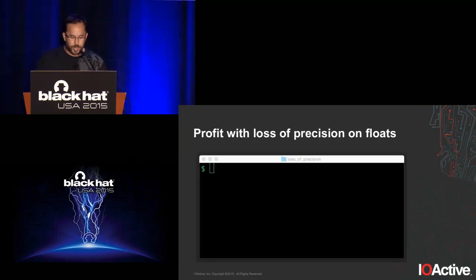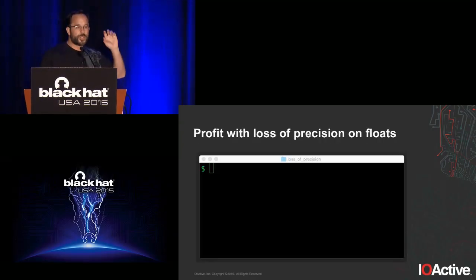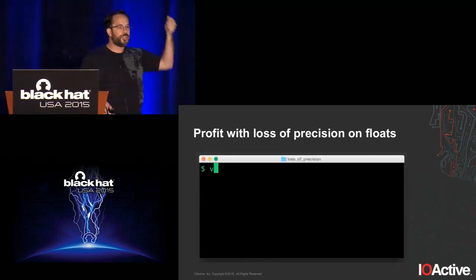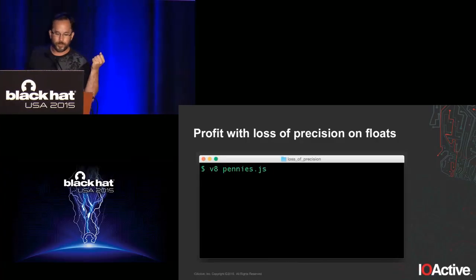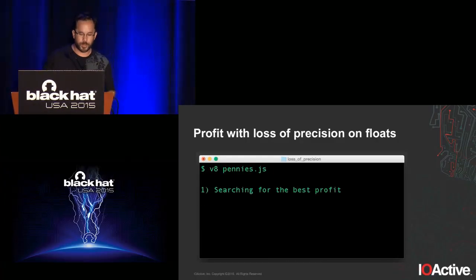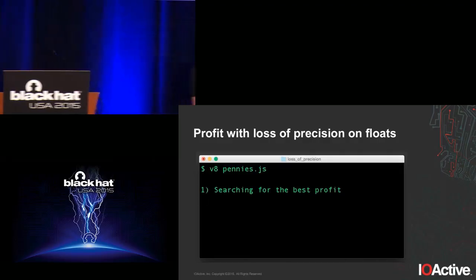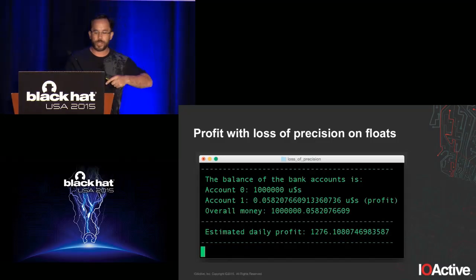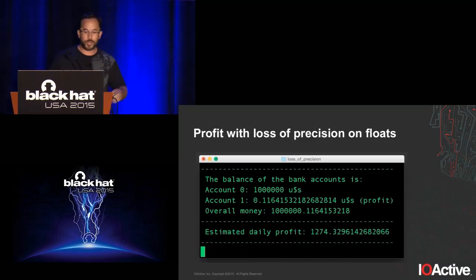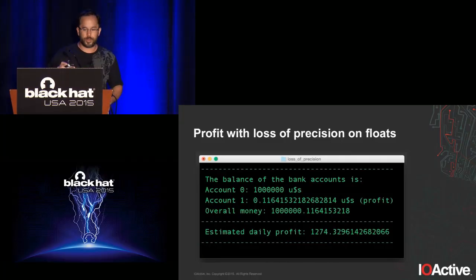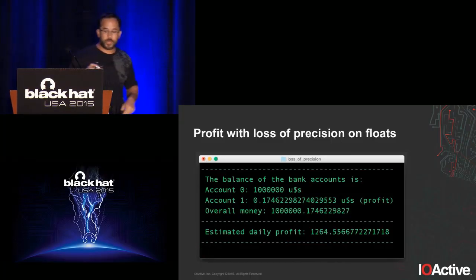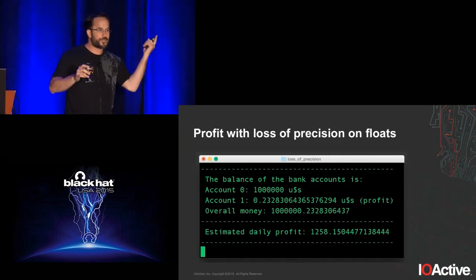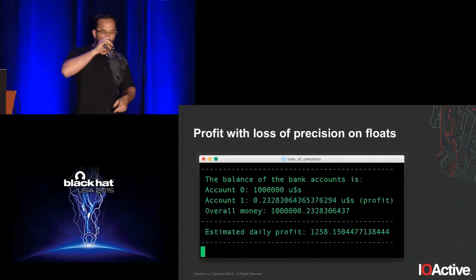So let's move to a practical demo of this. First, I will try to find the largest smaller number possible to be transferred that will not decrease my $1 million account. This is the first part of the program. Once it finds that number, which is 0 followed by a comma and 11 zeros, it will start to transfer that amount to my second account. That's my profit account. And by the end of the day, I will be making $1,200 having this running all day long. This is doing millions of transfers from one account to the other.